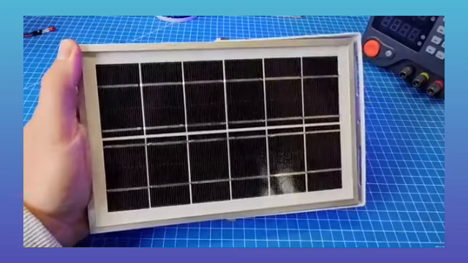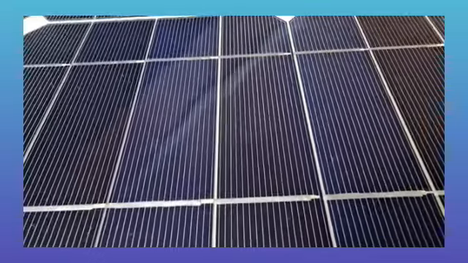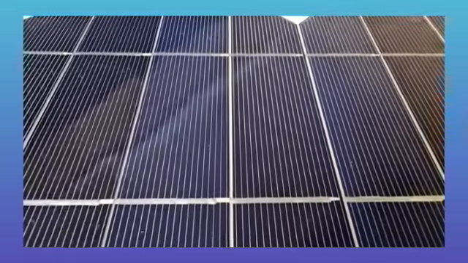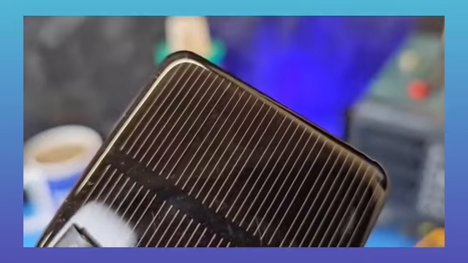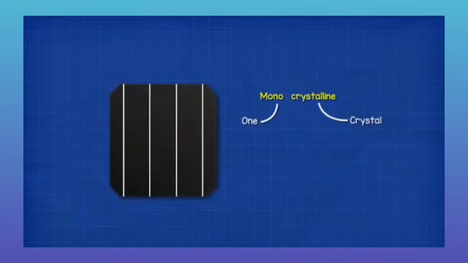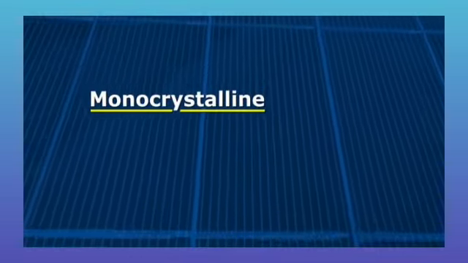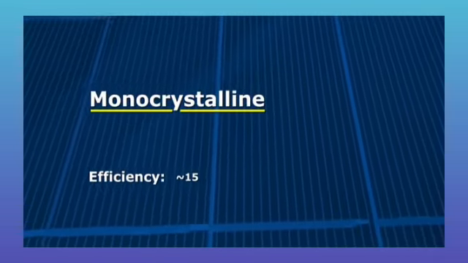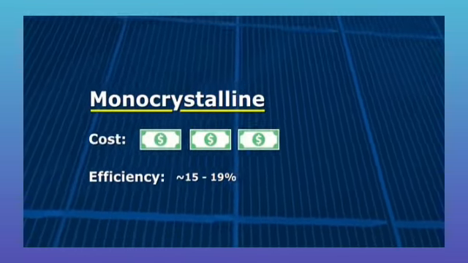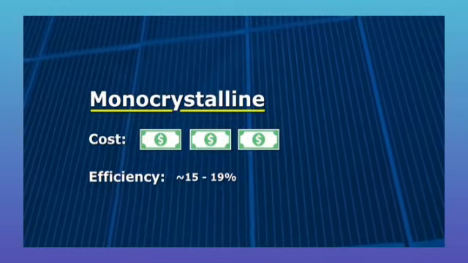This is a monocrystalline cell. It is rigid and it typically has a black or very dark blue color with no visible crystals. Mono means one. The atoms form a very orderly structure. Monocrystalline is more efficient, around 15 to 19%, but it's also more expensive to produce as it is more refined.